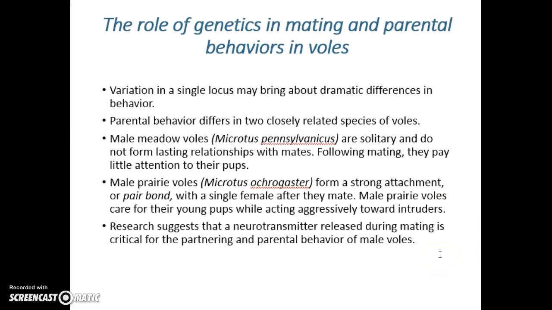What we have found in more recent times, as we learn more and more about genetics and map more DNA, is that we're able to study the relationship between genetics, the actual DNA sequences, and behavior. One example of that is in a mammal called a vole. What they have found is that the variation in just a single locus on a chromosome in a vole can have a dramatic difference in the behavior of this type of animal. That behavior has to do with parental behavior in two closely related species of voles.